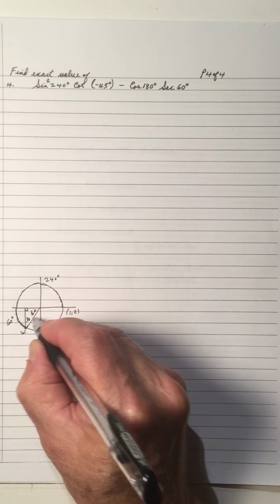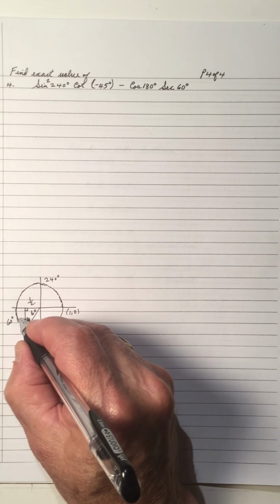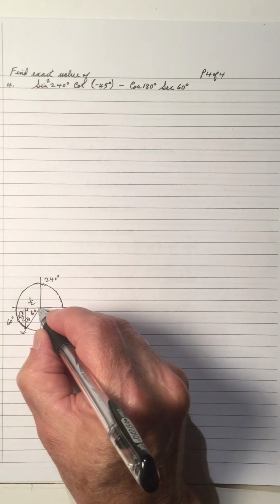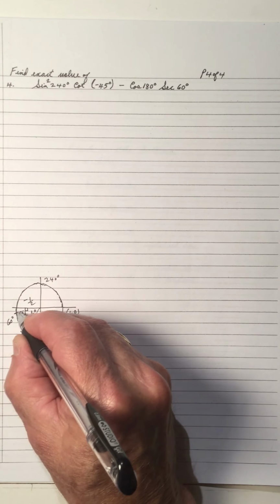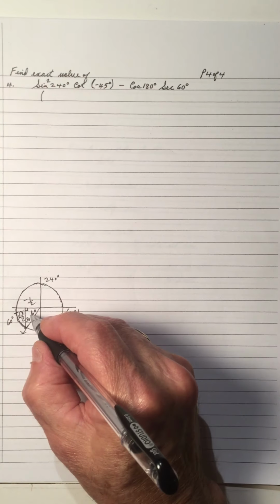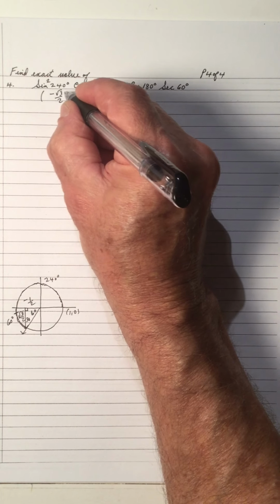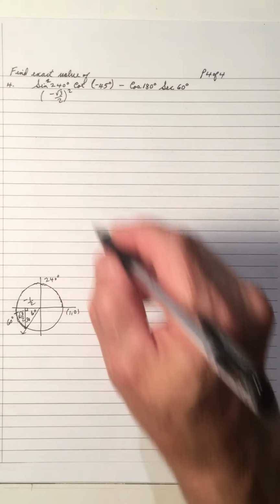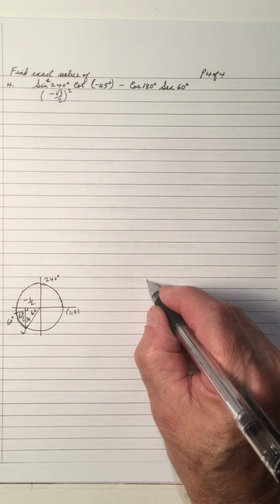That means that this angle is 30. Opposite 30 is a half. Opposite to 60 is root 3 over 2. And the x is negative in the third quadrant. The y is negative in the third quadrant. So the sine of 240, sine is the y, so it's a negative root 3 over 2 being squared. Notice the square here. And now we have to do the cot of the 45.